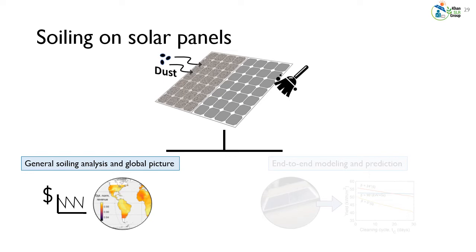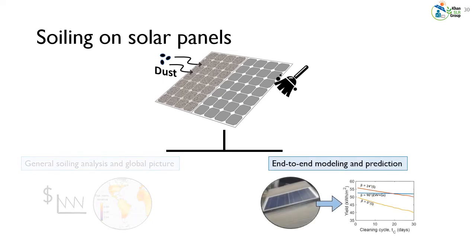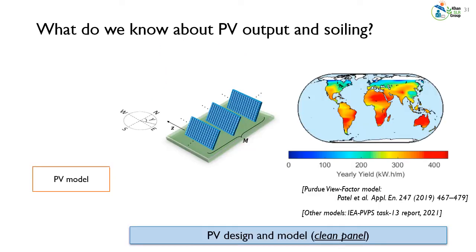Now let's go into further details. Instead of doing a generalized picture, can we do end-to-end modeling and prediction for a given location? So what do we know about PV output and soiling? Well, we can accurately model PV farms. It could be a monofacial farm, it could be bifacial, it could be vertical, it could be any tilt angle, any location over the globe.